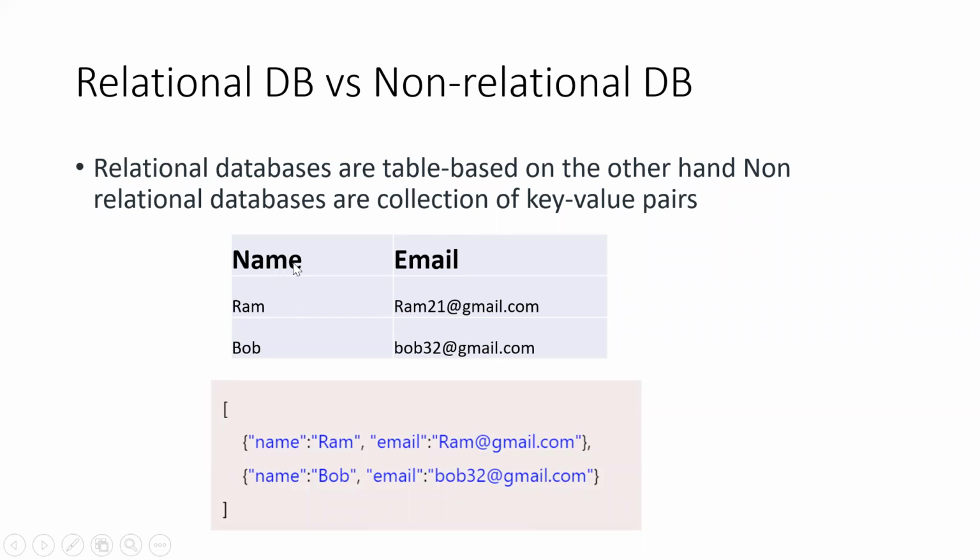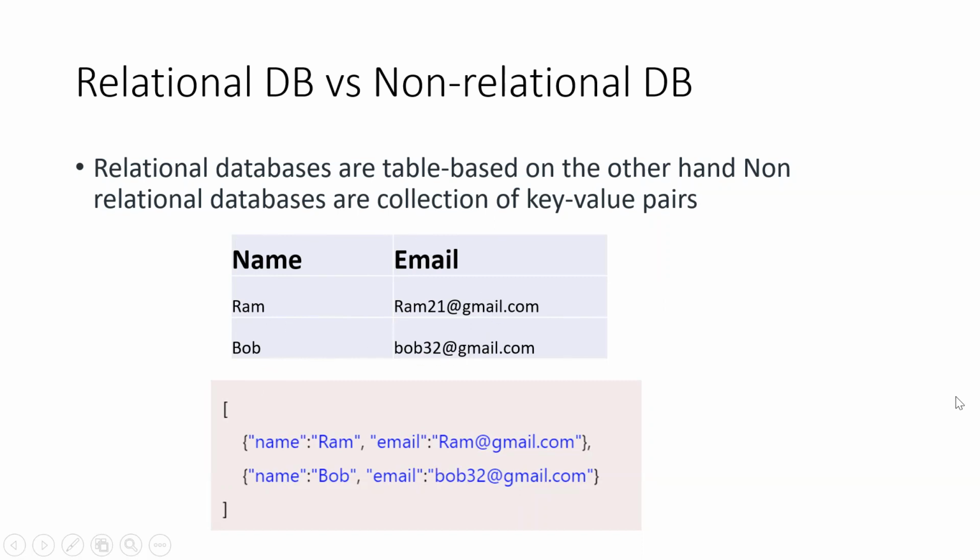In the first picture, we are having a table. The table is having two columns, name and email address. And we are inserting the records in this horizontal manner. The name is Ram, email ID is ram21@gmail.com. Name is Bob, bob32@gmail.com. This kind of organization of data is called relational database.